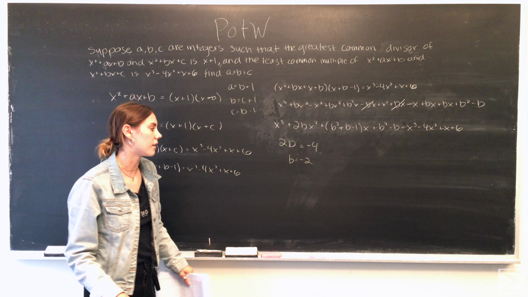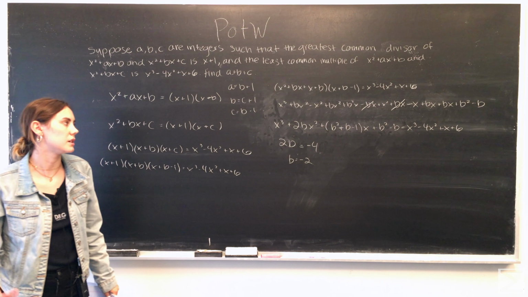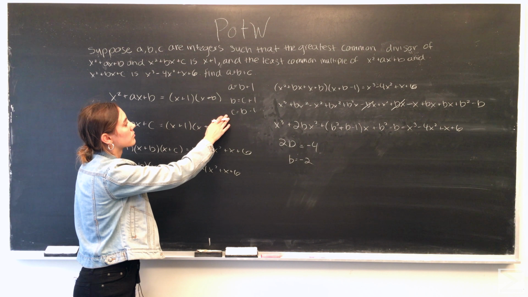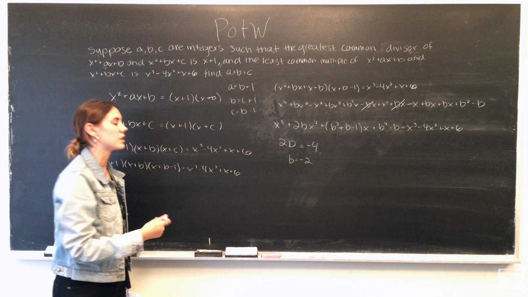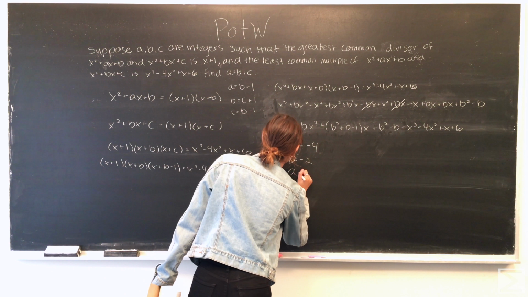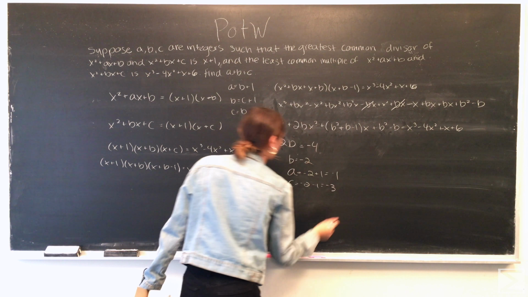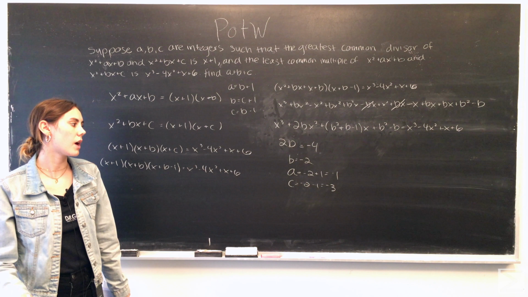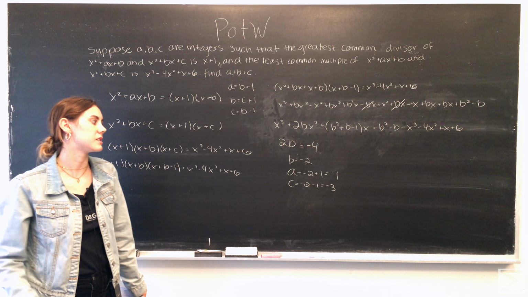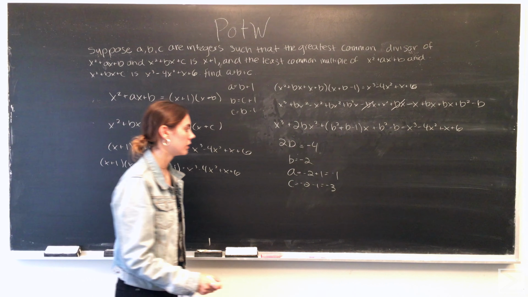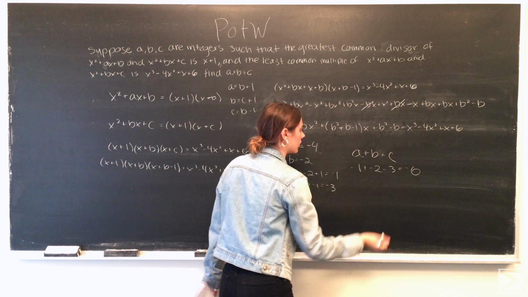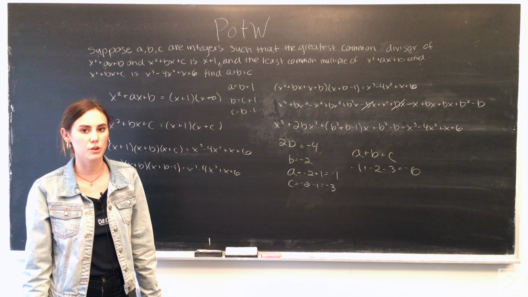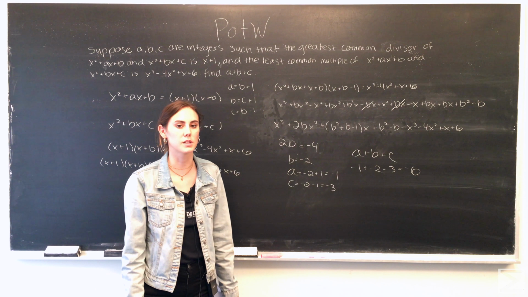Now that we know what b equals, we can plug into the original small equations that we wrote for b, c, and a, and solve for a and c. Plugging in, we get that b is equal to -2, a is equal to -1, and c is equal to -3. So a plus b plus c is equal to -1 plus -2 plus -3, which is equal to -6.